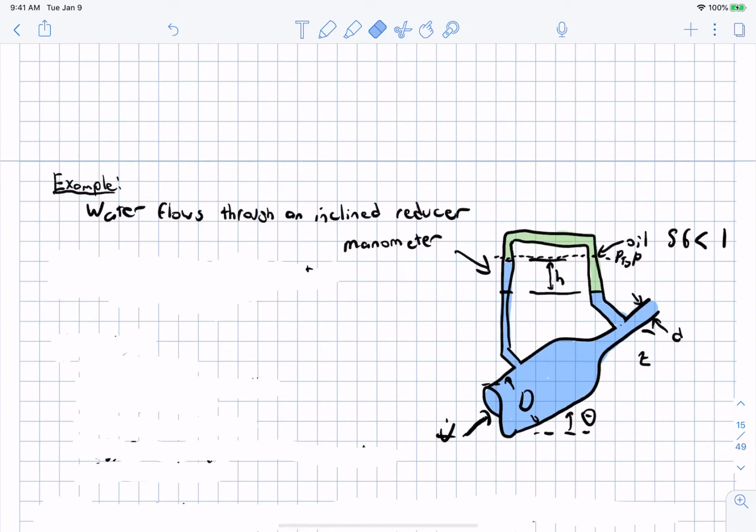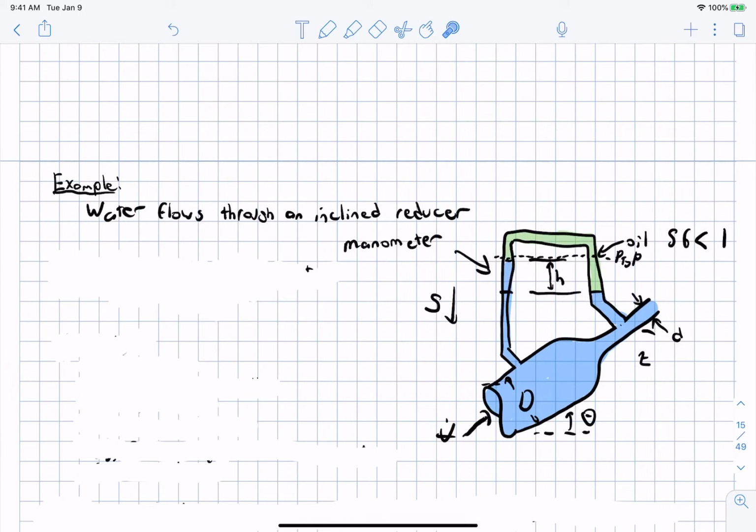And so here we have water flowing in an inclined reducer. We have actually gravity acting straight down, which I should draw. Okay, so we have water flowing up through this reducer here. That's at some angle theta. And this reducer has a manometer stuck to the side, and the manometer fluid is oil, and the specific gravity of oil is less than 1. And all we know is that we have some volumetric flow rate V dot flowing through this pipe.